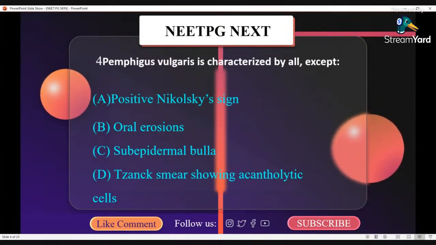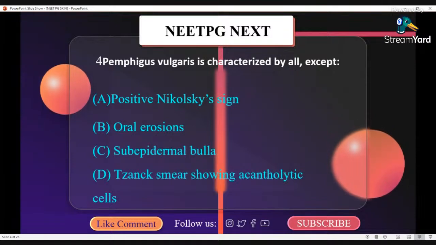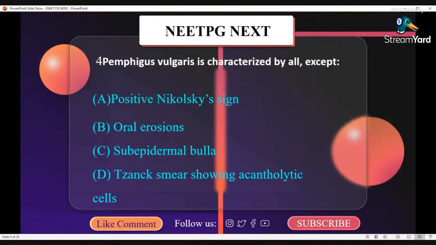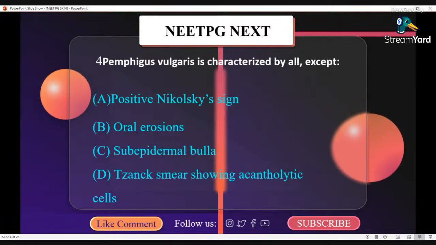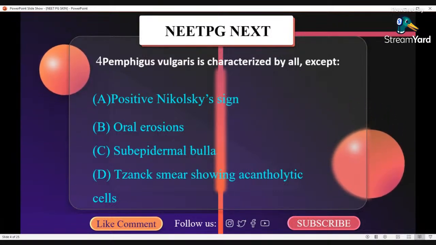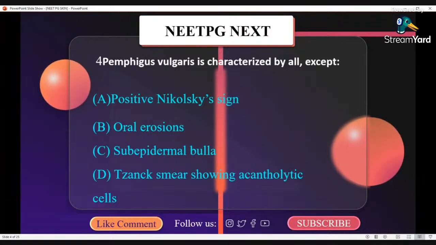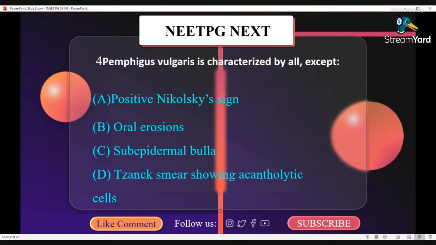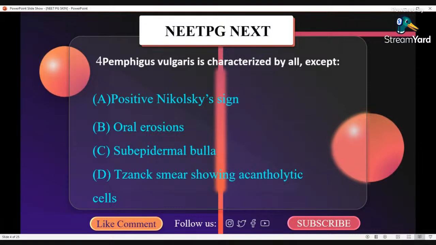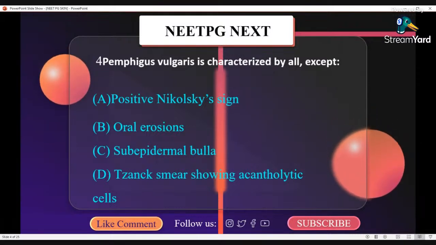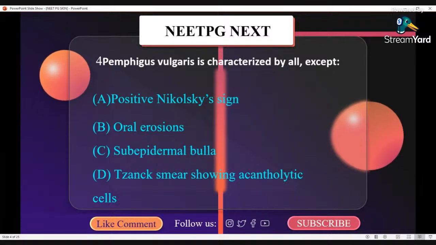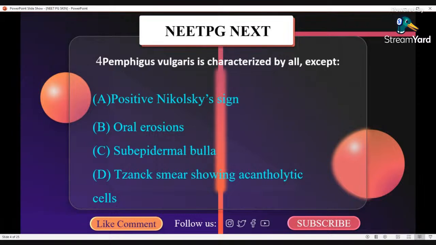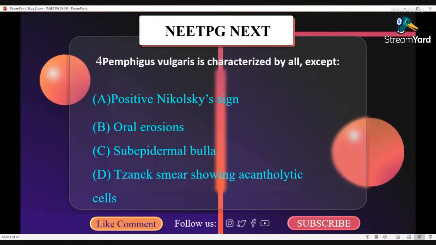Pemphigus vulgaris is a rare group of autoimmune disease. It causes blisters on the skin and mucous membrane, and it occurs throughout the body. It affects the mouth, nose, throat, eye, and genitals. Pemphigus vulgaris is the most common type of pemphigus.